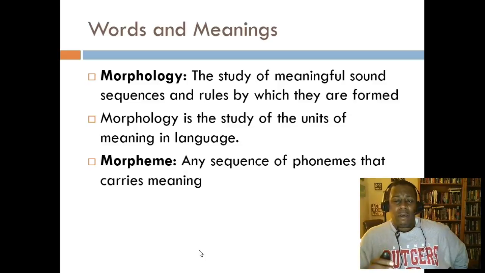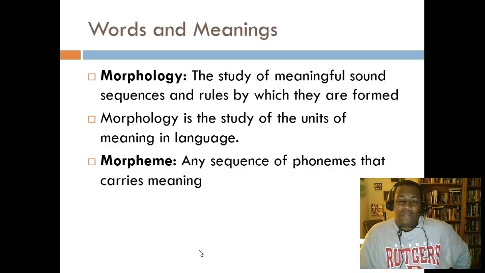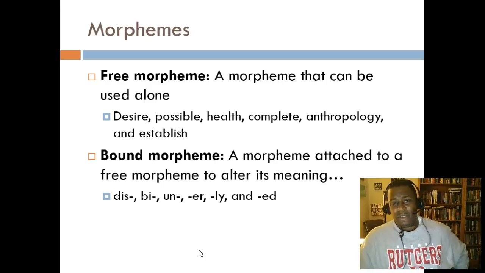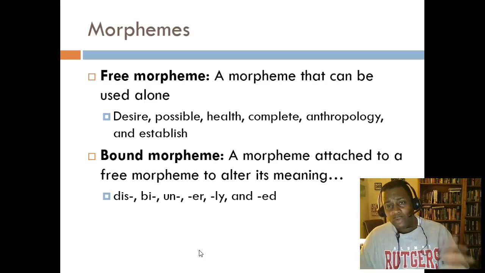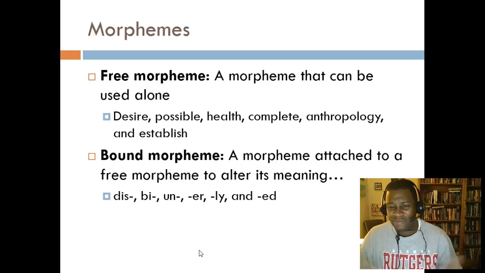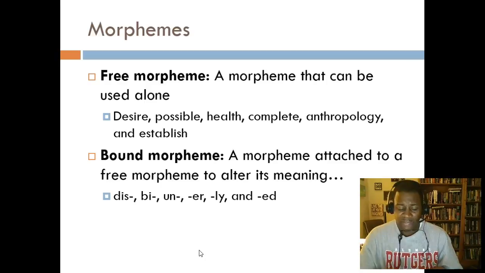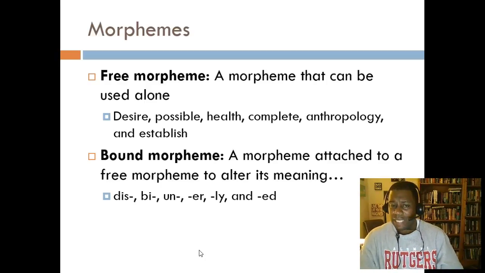Morphemes are any sequence of phonemes that carry meaning. Now there are two types of morphemes. There are free morphemes. These are a sequence of sounds that produce meaning and can stand on their own. For example, I have here desire, possible, health, complete, anthropology, and establish.